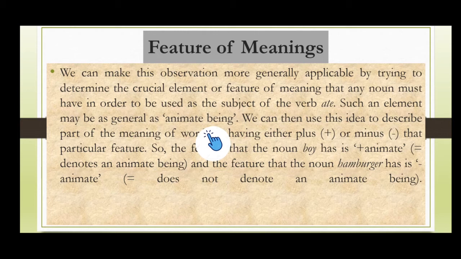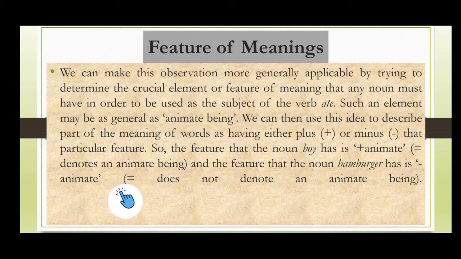Animate means living. We can then use this idea to describe part of the meaning of the word as having either plus or minus. So what is having either plus or minus? If we put animate, then we are putting plus, because animate plus means that it has the capability of eating, or minus that particular feature. So the feature that the noun boy has is plus animate and denotes an animate being, and the feature that the noun hamburger has is minus animate, it does not denote an animate being.